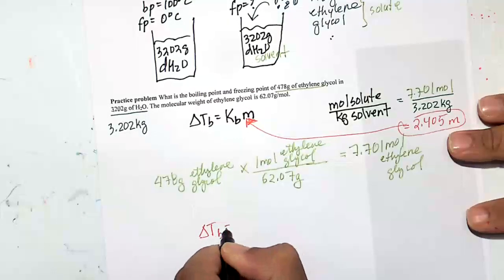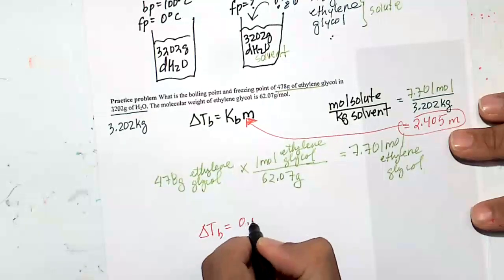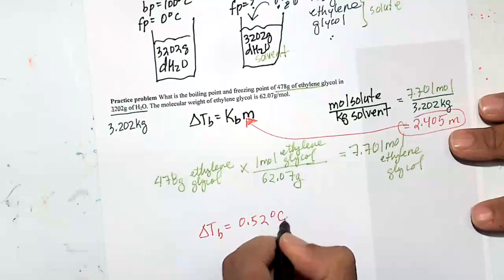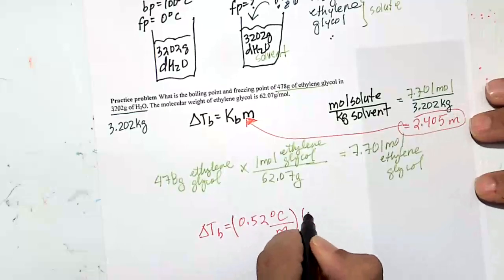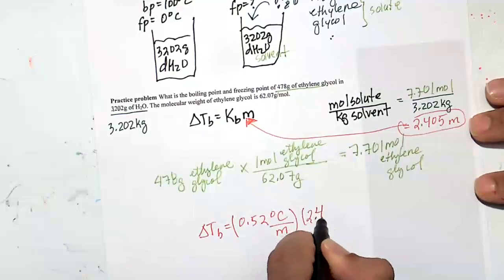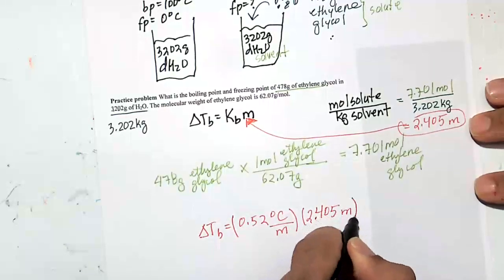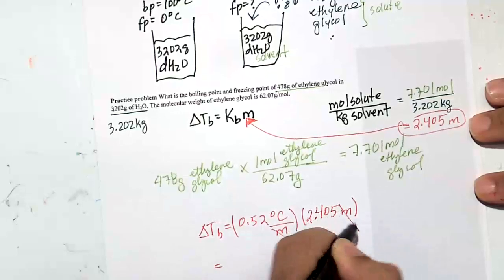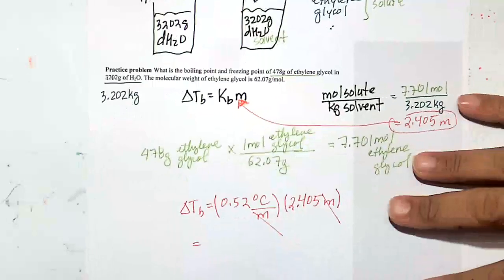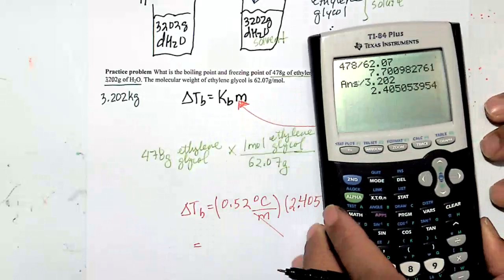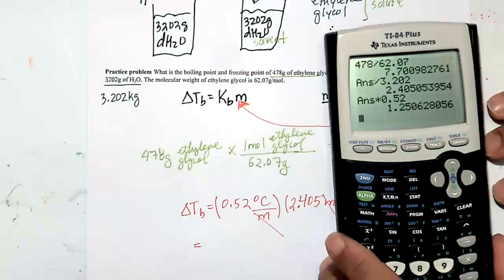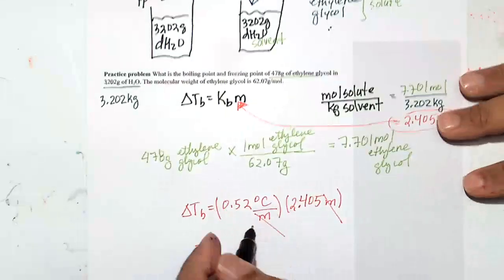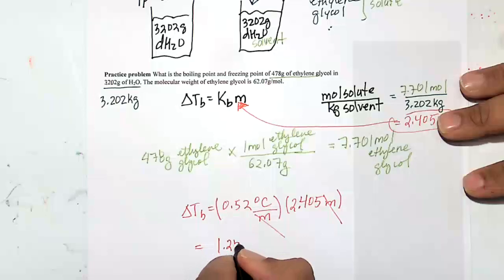So we have delta TB is equal to 0.52. Now check out the units. Degree C over molal, times 2.405 molal. Molality cancels. We're just multiplying it by the constant. And now we'll take that, multiply it by the constant, 1.25 degrees C. All right, this is not the answer though.